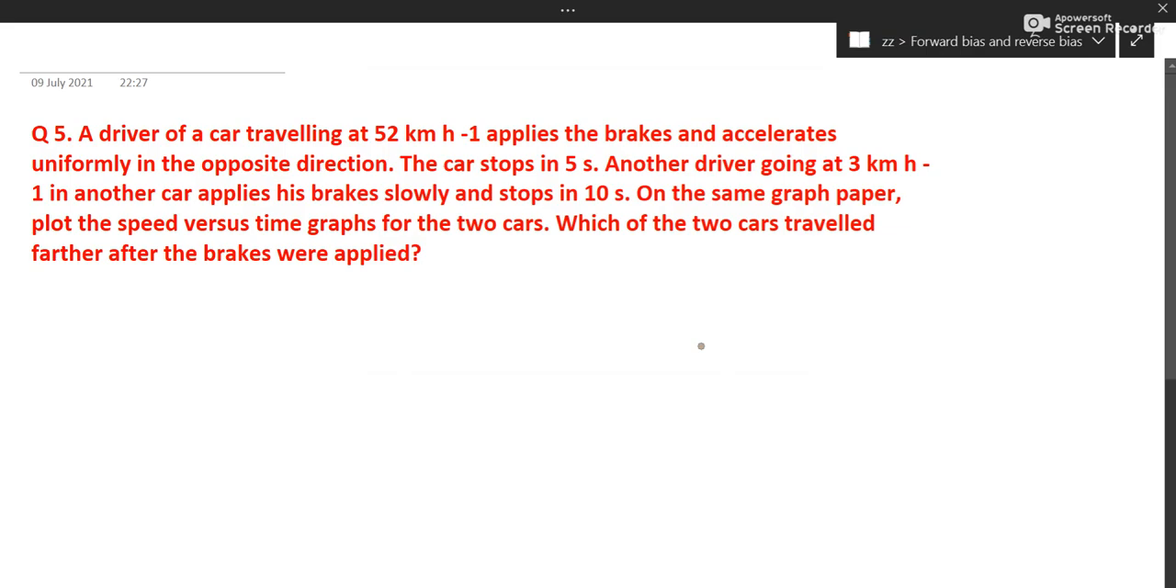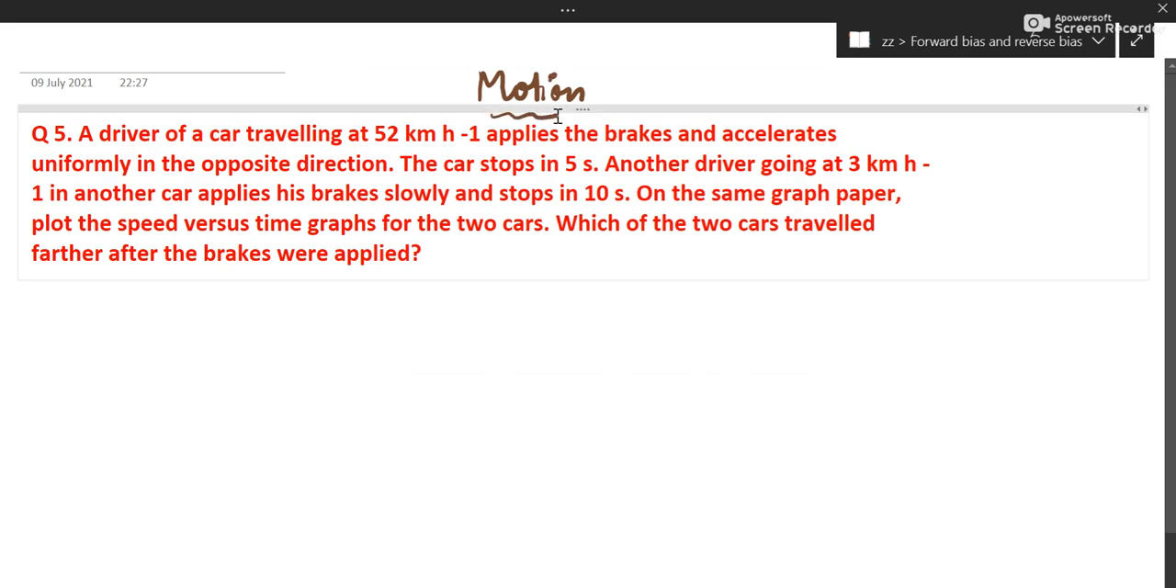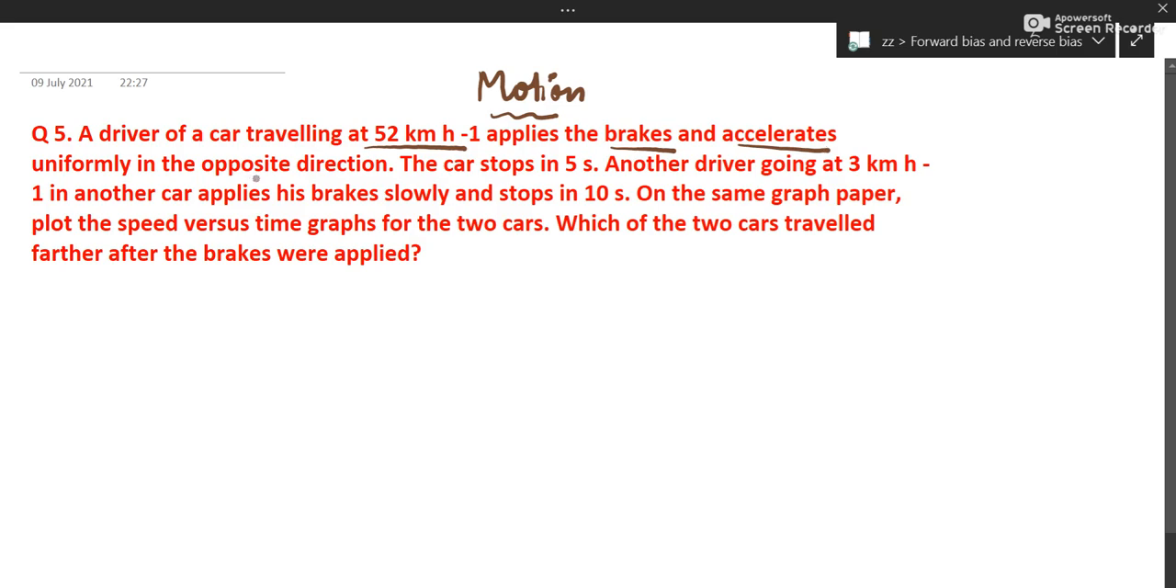Hello children, these are the remaining numericals of NCERT from chapter motion from question number 5 onwards. NCERT textual questions. A driver of a car traveling at this speed applies the brakes and accelerates uniformly in the opposite direction. The car stops in 5 seconds.